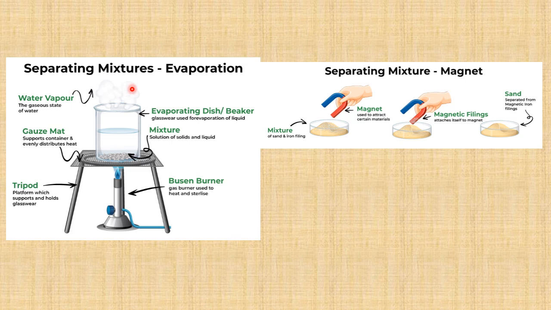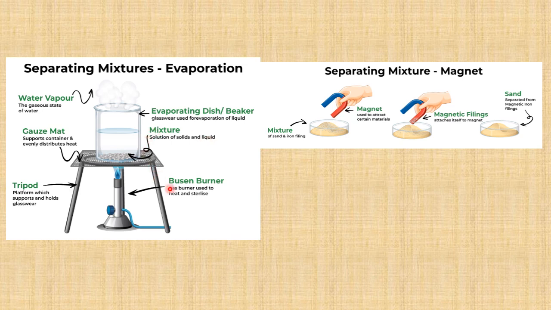Now, moving on, we'll be looking at evaporation. As you see in evaporation here, we use this to separate a mixture of solid and liquid. In this case, the solid dissolves to form a solution right here. As you can see, the mixture here is a solution of solid and liquid.